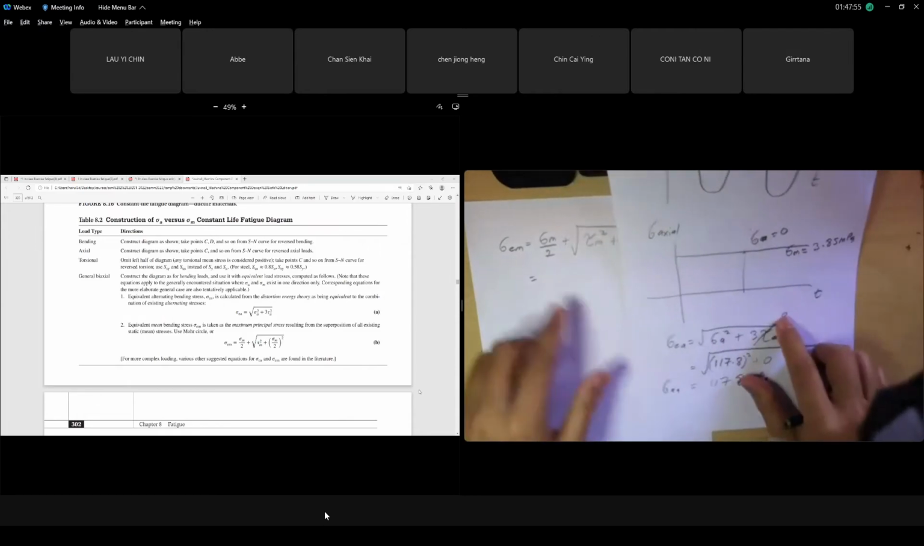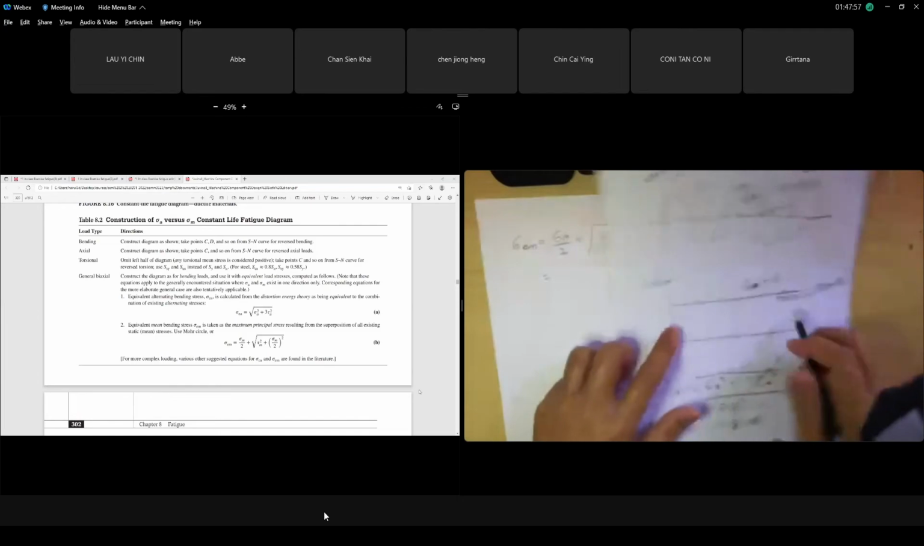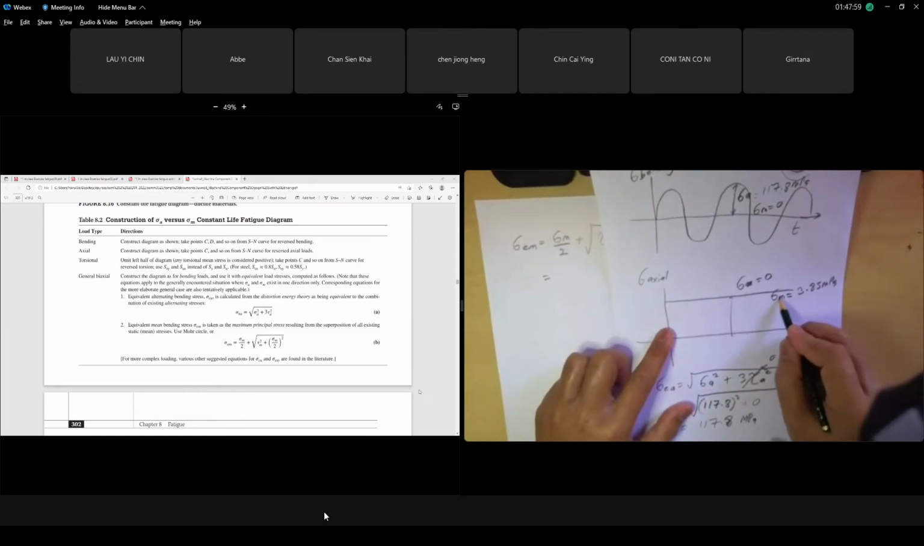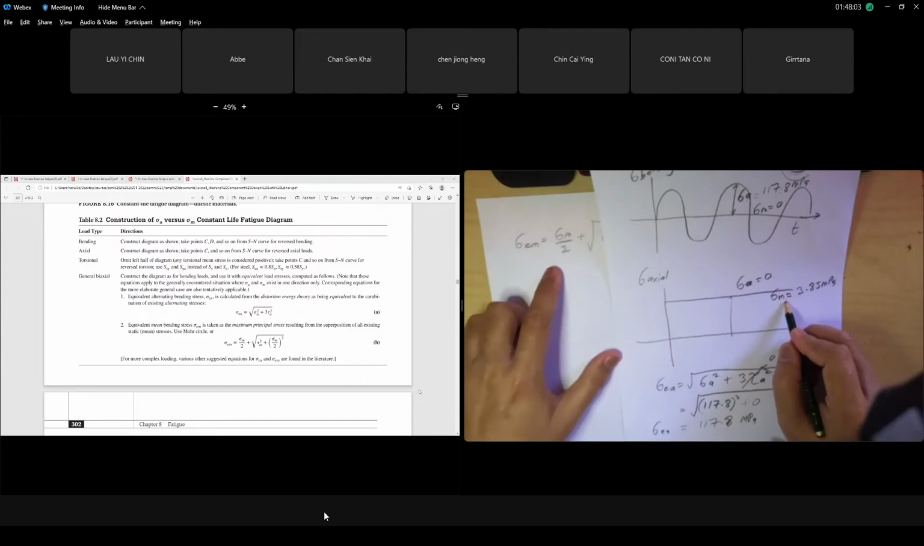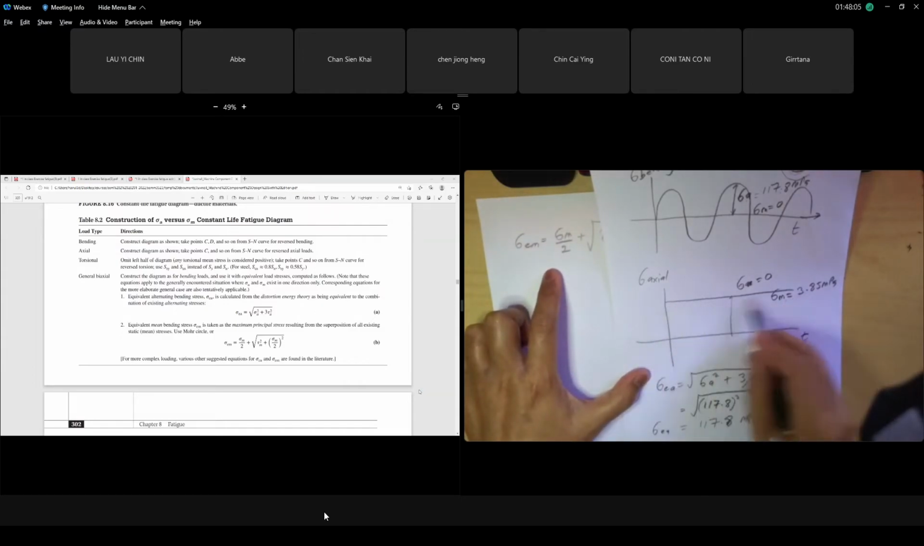Faham? Okay, so this is sigma mean kan? So we use sigma mean axial. Because sigma axial is sigma mean. Faham class? Do you understand that? Sigma mean is your sigma axial. Axial stress we have mean. We don't have alternate. Clear or not class?